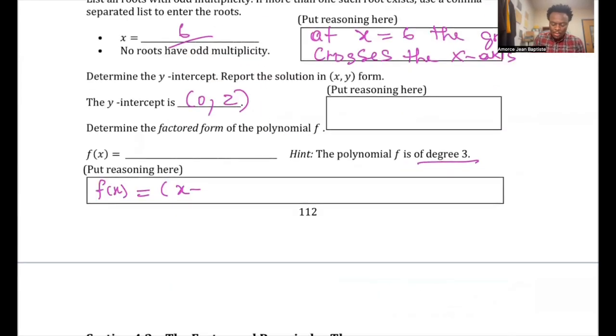So then we're going to have for the zero x equals 1, that's x minus 1 to the power 2 times x minus 6 to the power 1, and then we're not forgetting, because we don't know what the coefficient is, so we put an a and use the y-intercept to find the value for a. So the y-intercept is 0, 2. That's f of x equals 2. And then x equals 0 minus 1 squared and 0 minus 6.